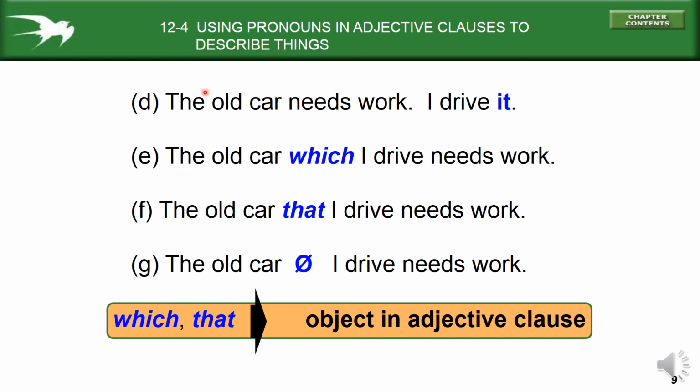So we continue with chart 12.4 with a new example. The old car needs work, I drive it. It here refers to the old car, so it can be replaced with either which, that, or nothing. So I can get the old car which I drive needs work, or the old car that I drive needs work, or the old car I drive needs work. So all the 3 ways are correct.